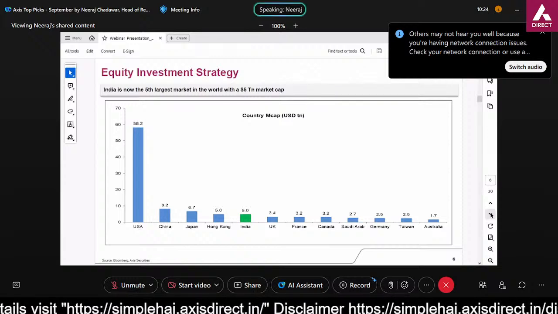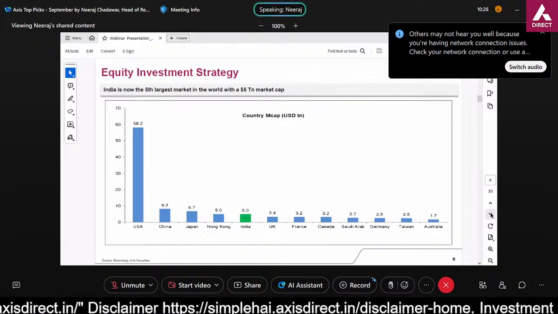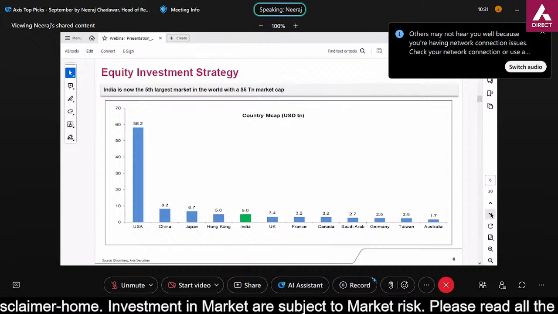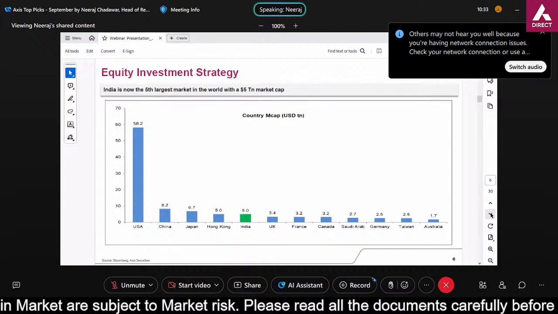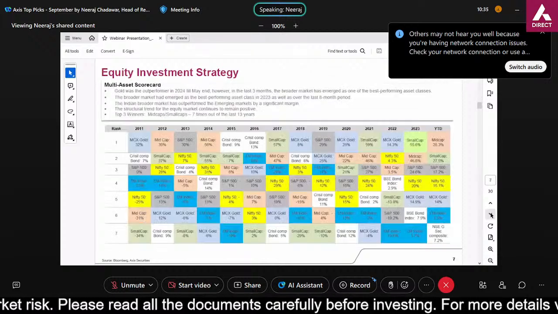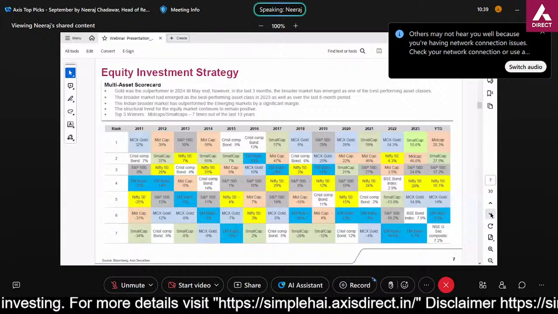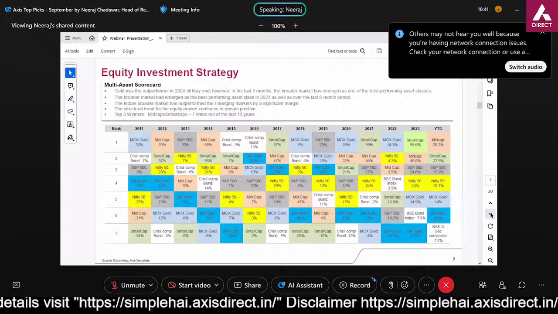Coming down to the multi-asset scorecard, you could see that on a YTD basis, interestingly, the broader markets are the winner. Mid and small caps have given a solid return on a YTD basis, which has outperformed even the S&P 500, and has outperformed the Nifty 50 universe.